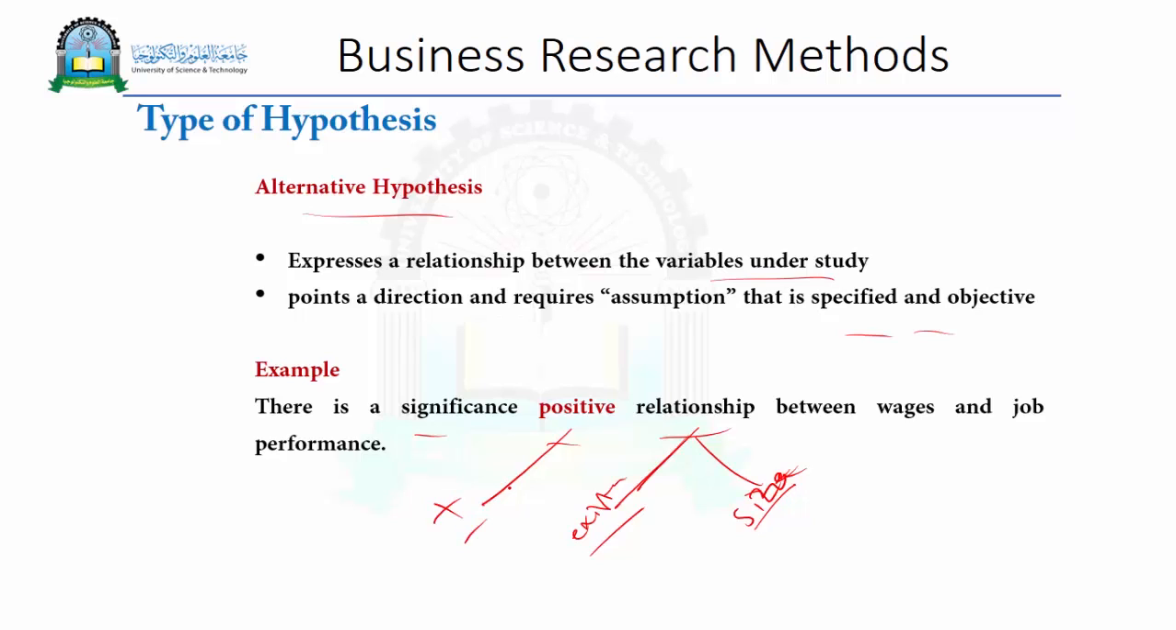Here we assumed that there is a significant positive relationship. That means when the wages increase, the job satisfaction increases. This is our proposal or proposition or what we call the hypothesis. So we test this after we collect the data and analyze this data.